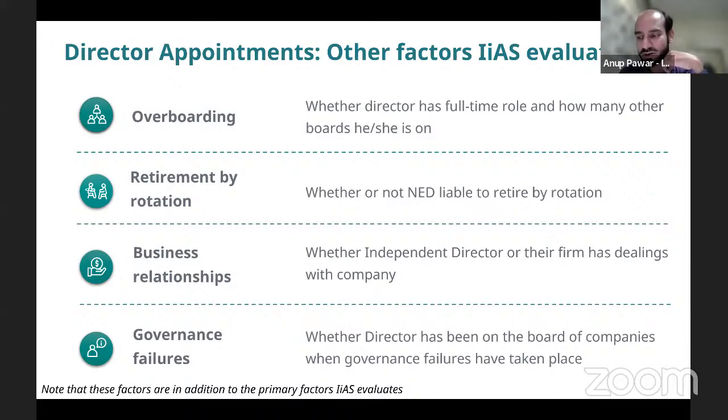So what happens when someone is not liable to retire by rotation is that once they are on the board, it is effectively in perpetuity. Unless they decide to step off the board, that's not going to happen. And there have been multiple instances of this happening recently also. There was Dish TV, where Jawaharlal Goel was voted out by shareholders, but by dint of being non-rotating, he could stay on as NED on the board. Of course, finally he stepped away.